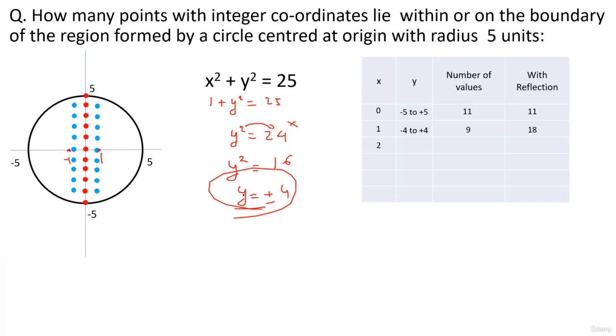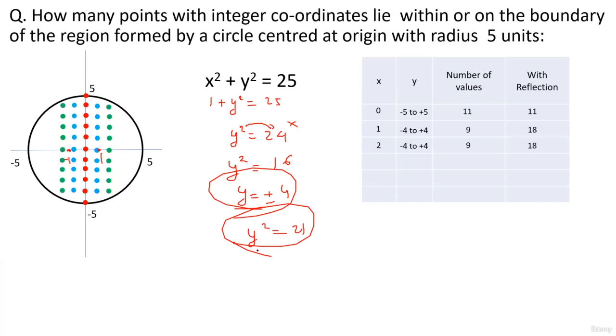If you take x equal to 2, you will get y from minus 4 to 4 again. यहाँ पे क्या हो जाएगा? Y square is equal to 21 हो जाएगा, right? 25 minus 4 is 21. Still the perfect square is 16. Okay, so we have 9 points. Reflection मिला के 18 points. You can see the 9 points coming up right now.